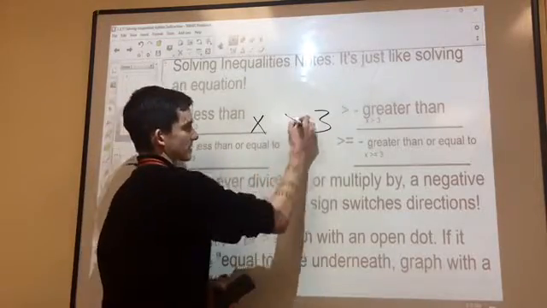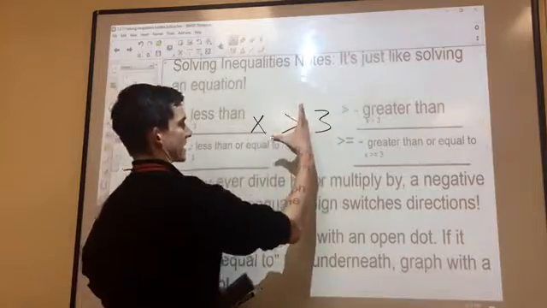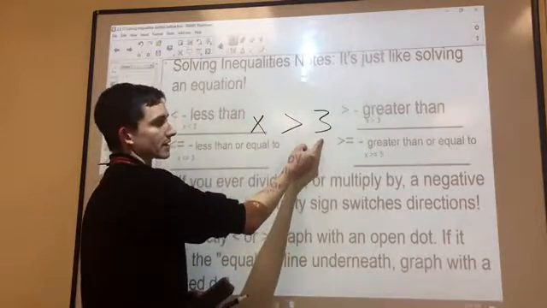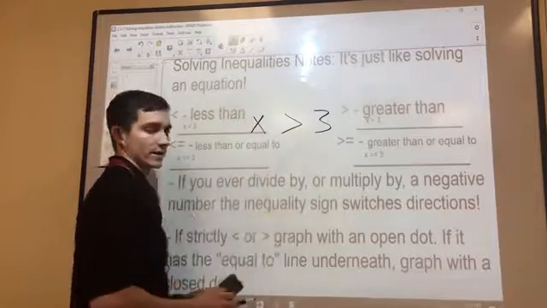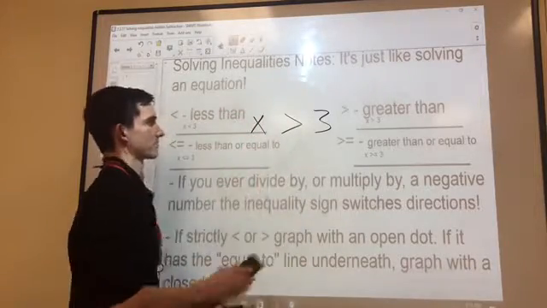Now, if it's pointing this direction, remember the mouth is eating the bigger number, so that's saying x is bigger than 3. That's where you get the words greater than from. x is greater than 3. So x is all the numbers bigger than 3.